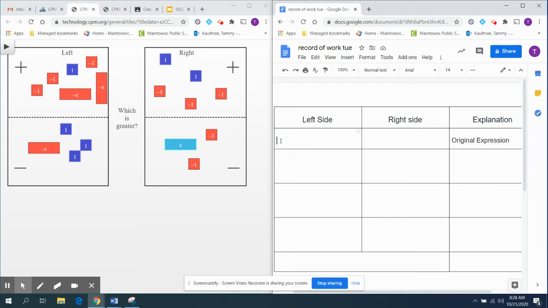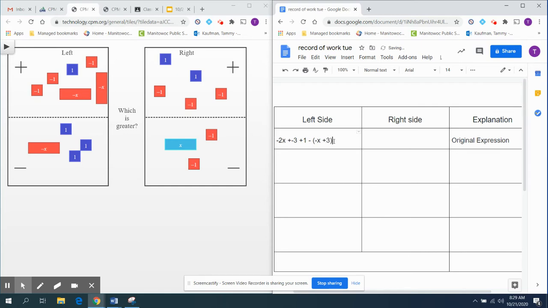So the first thing, when I'm recording my work, I start with my original expression. So I'm going to start with the top on the left side. I have two negative x tiles, so I go negative 2x. Because it's on the top, I'm separating everything with a plus sign, so plus negative 3, plus 1. And now I'm going to go to the bottom. So on the bottom, I see a negative x tile, so negative x, and then plus 3 unit tiles.